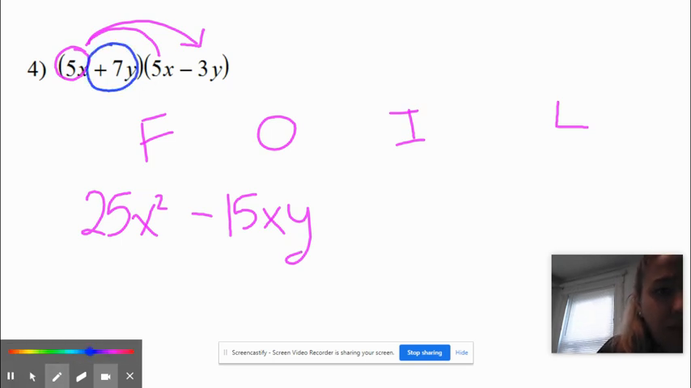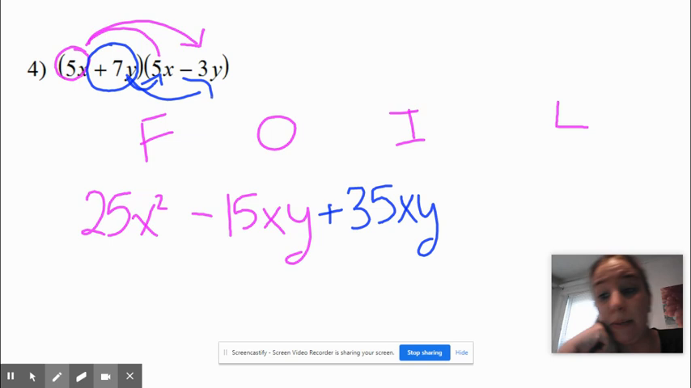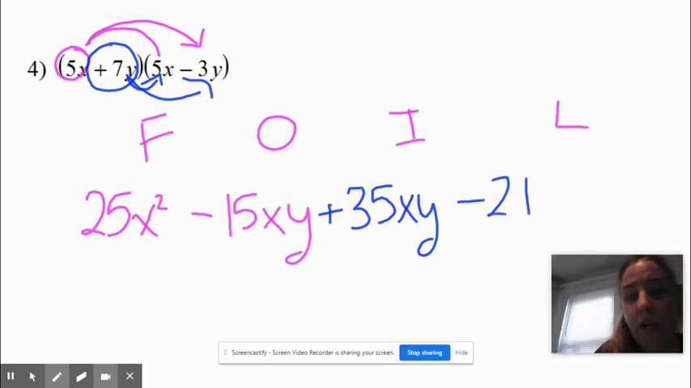Positive 7y times 5x. 7 times 5 is 35. And y times x is really xy. And then 7y times negative 3y. A positive 7 times a negative 3 is negative 21. Y times y is y squared.